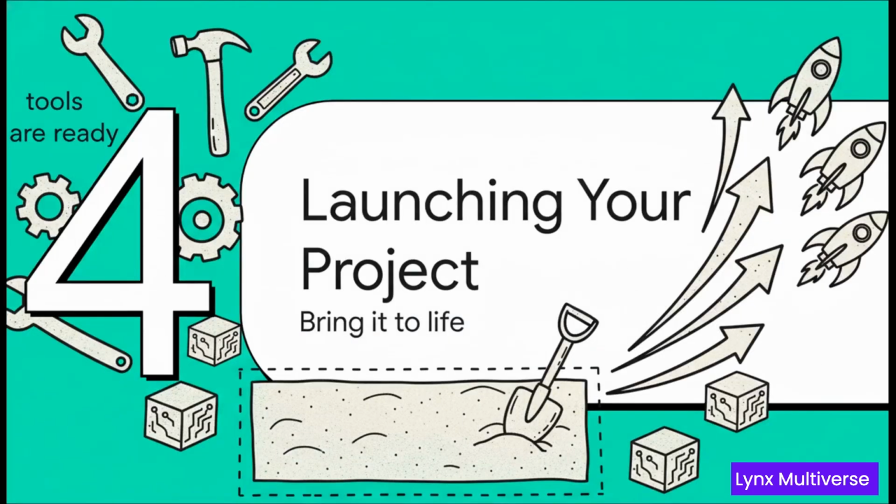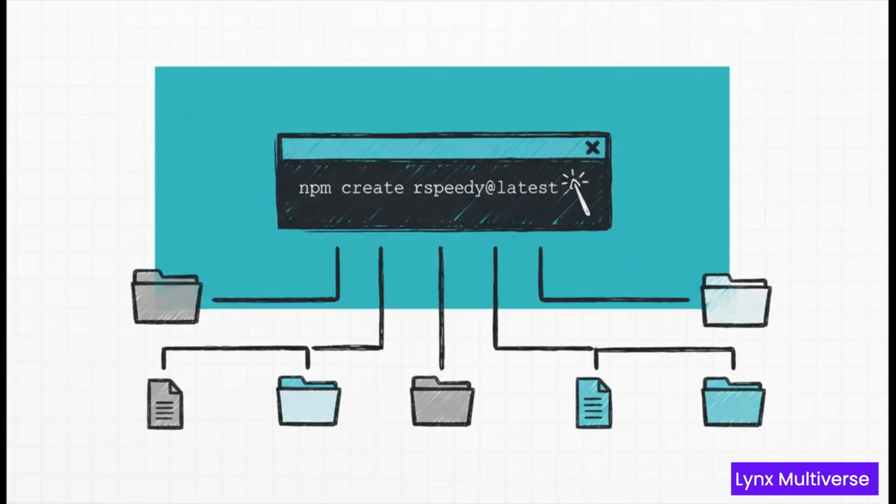Okay, let's recap. Tools are ready, sandbox is prepped. It is time for the main event. We are about to run just a few commands that will take us from a completely empty folder to a fully running Lynx application. Let's kick off the launch sequence. This whole thing starts with just one command, npm create rspeedy@latest. Remember that RSpeedy wizard we talked about? This is it. It'll ask you for a project name, and then it just builds everything out for you.